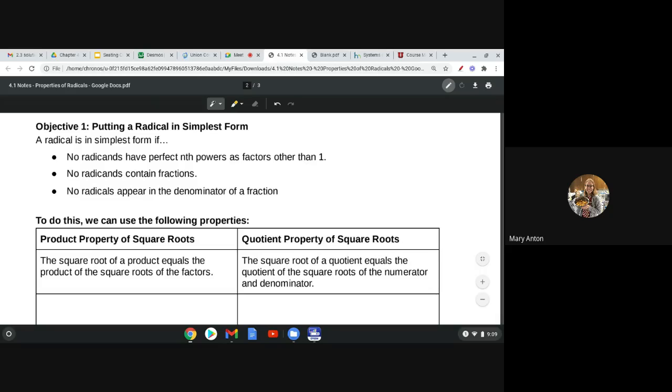We don't have fractions in there, and then, okay, this is a rule for Big Ideas. I'm not too picky about this personally, but for Big Ideas to count your answers right, you will have to rationalize the denominator. So that means no square roots in your denominator. All right?